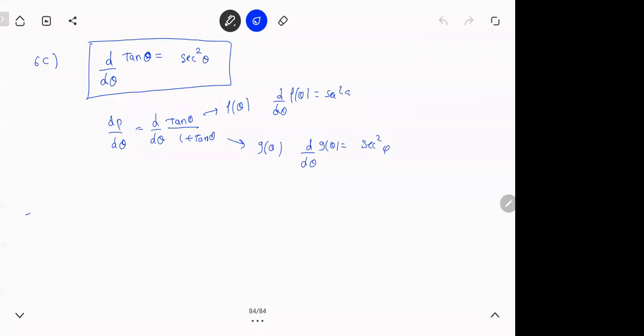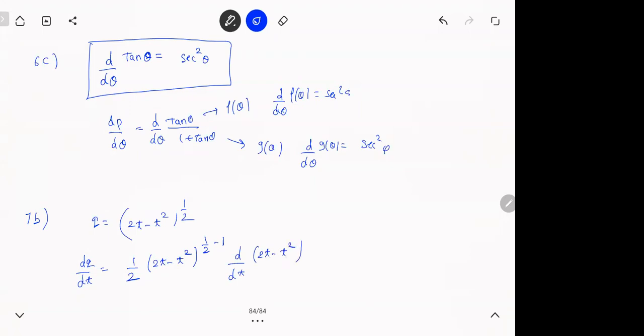7b: q is (2t minus t square) to the power of half. What is dq by dt? Something to the power of half, so half into (2t minus t square) to the power of half minus 1, and then you differentiate the inside. You should get it from there. Kriya, is that fine? Did you do the same? You should get it from there. Okay?